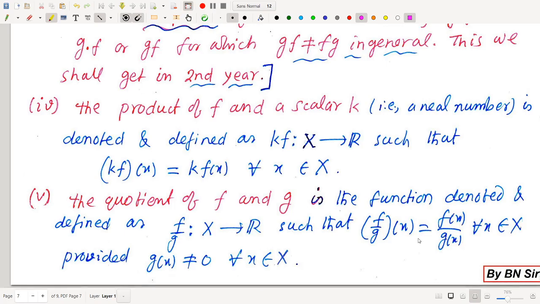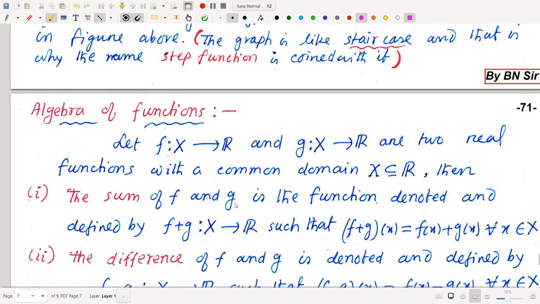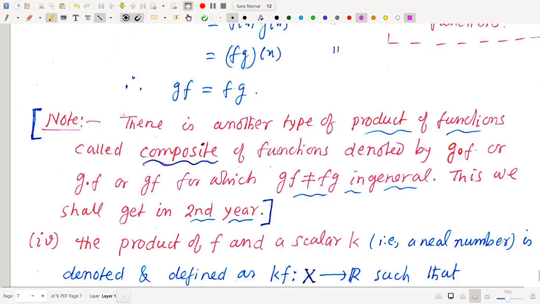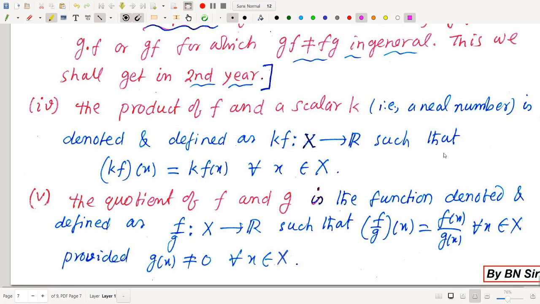So these are algebraic operations, rather algebra of functions, and here we stop today. Examples will be done later.